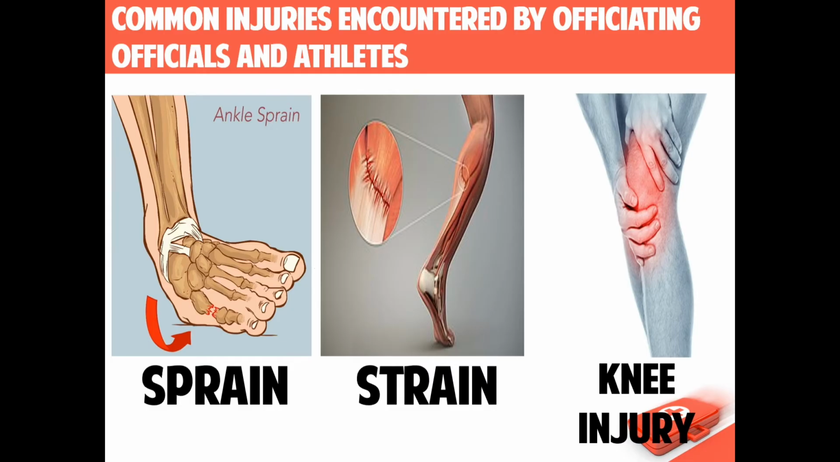Next injury is the knee injury. Actually, this is the most common injury encountered by officiating officials and athletes, and these include fractures around the knee, dislocation, and even sprain.